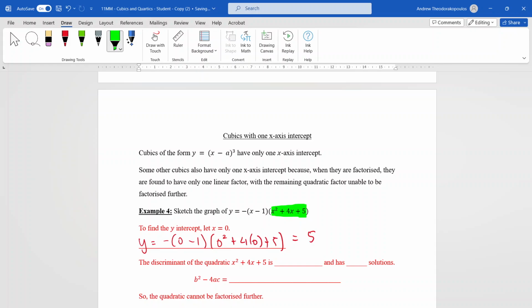And we looked at this last lesson as well, but we know that when we work out the discriminant, it's b squared minus 4ac, so that would be 4 squared minus 4 times 1 times 5, which gives us 16 minus 20, which gives us negative 4. Okay, so the discriminant of the quadratic is negative, which is the reason why we have 0 solutions, or no solutions.